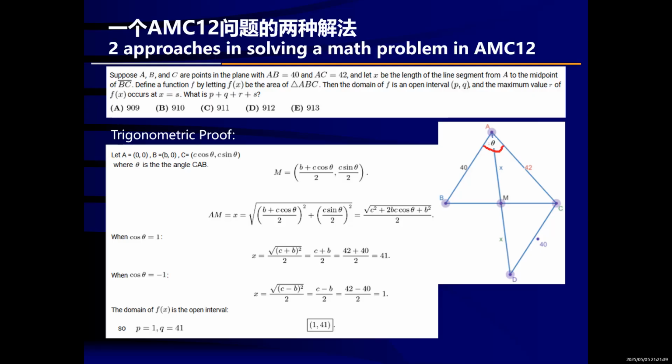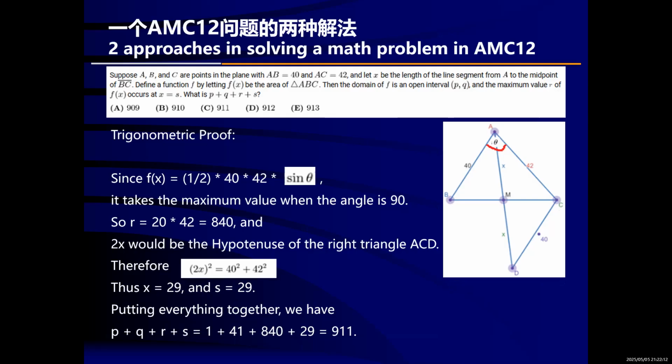The maximum value and minimum value of cosine theta are 1 and -1. Therefore, we derive the range of x, which is between 1 and 41. But x never reaches 1 or 41. If it reaches 1 or 41, ABC would not be a triangle. This shows a rigorous proof of the values of P and Q.